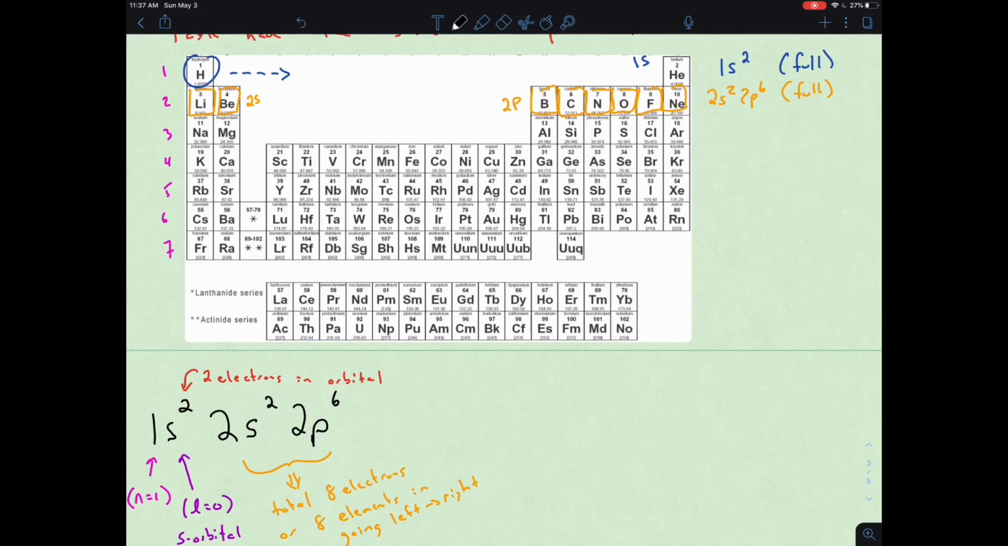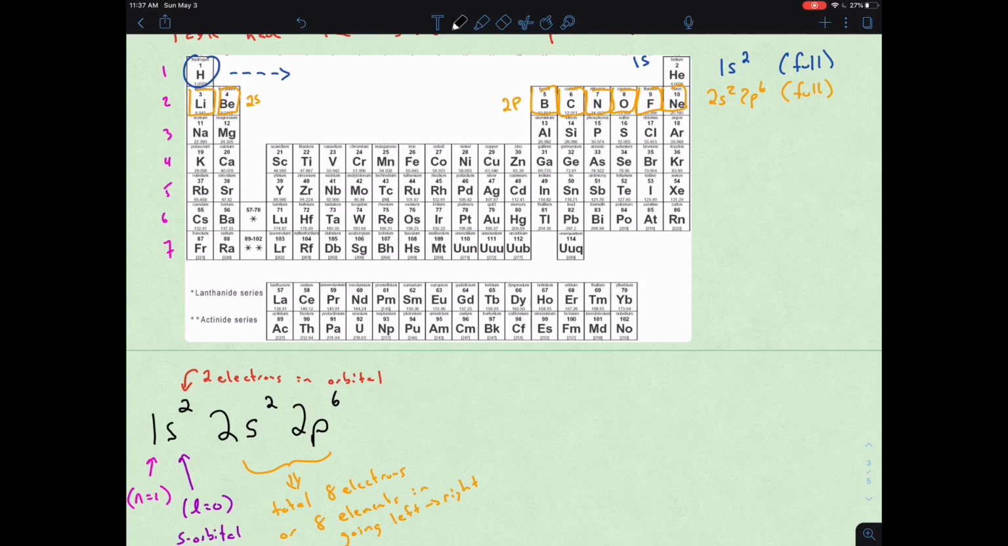Neon has a total of 10 electrons, right? We know that because neon's atomic number is 10. So it has 10 protons. It must also have 10 electrons in that neutral state. Where are those 10 electrons? Well, 2 of them would be in the 1s2, 2 would be in the 2s2, and 6 would be in the 2p6. And that gives you a total of 10 electrons. So it's really describing where these electrons are being housed from one element to another.